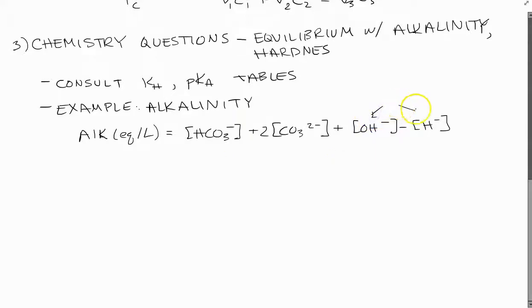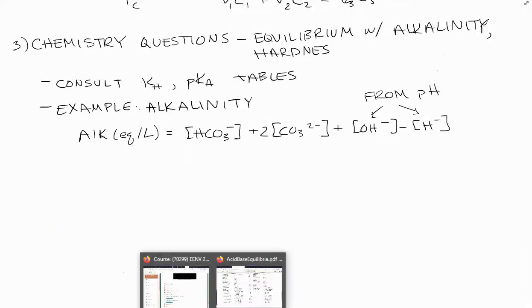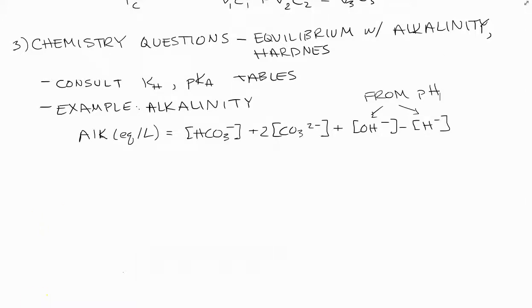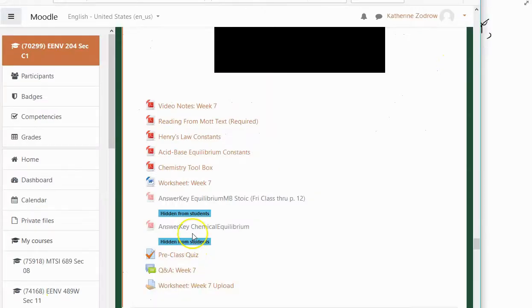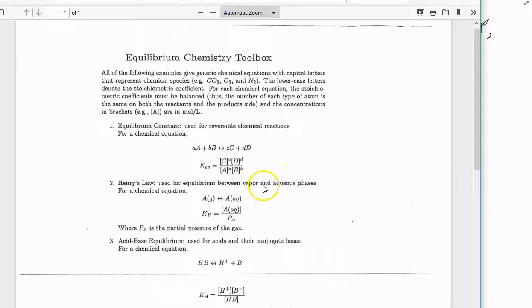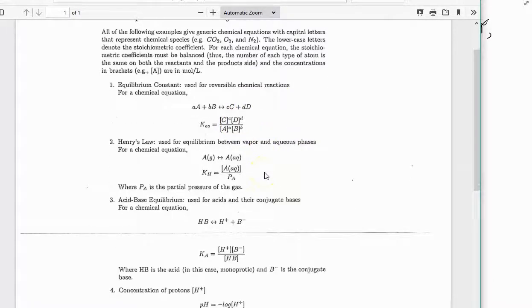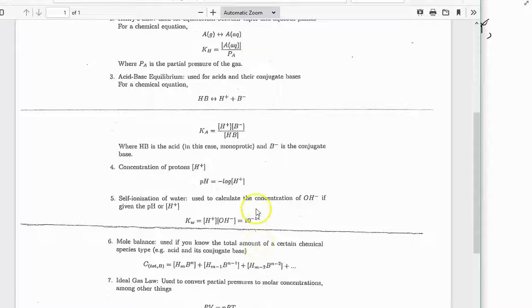If you can't remember something, this is going to be calculated from pH. And if you ever are kind of like, what do I do here? I have included something called the chemistry toolbox in your class notes, and you can always go to this to look for hints to solve these types of problems. So we've got just general equilibrium, Henry's law, acid base. Those are the only kinds of equilibriums we're doing in this class.